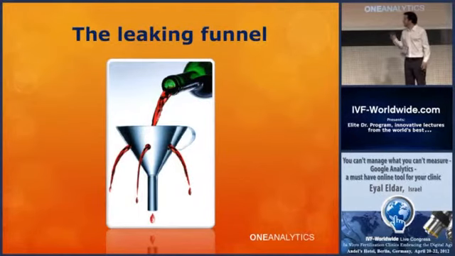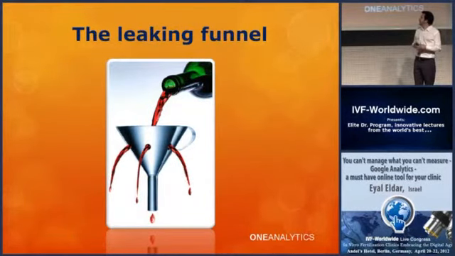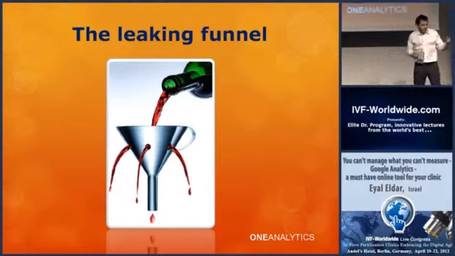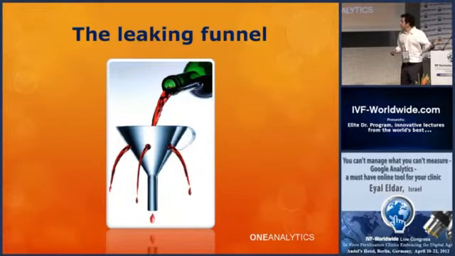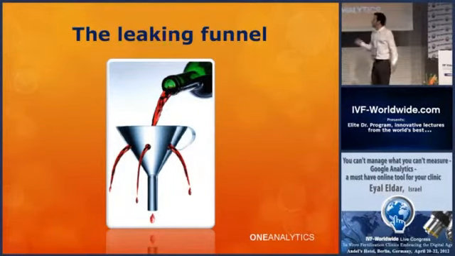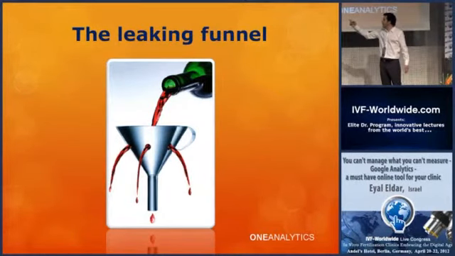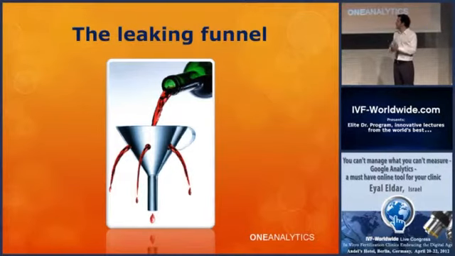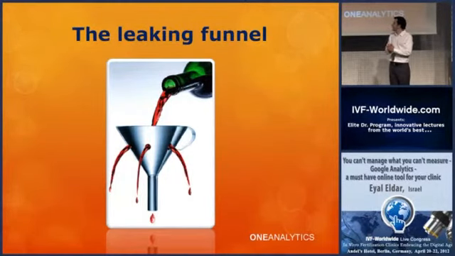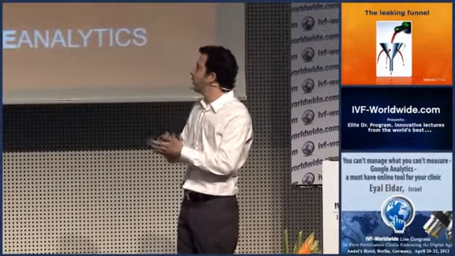The second issue is represented by this leaking funnel. Okay, and the idea is that the funnel represents your website, and the liquid represents the traffic, the visitors that come through. And this little drop right there represents the people that actually complete the goal of the website. All of the others leak out.